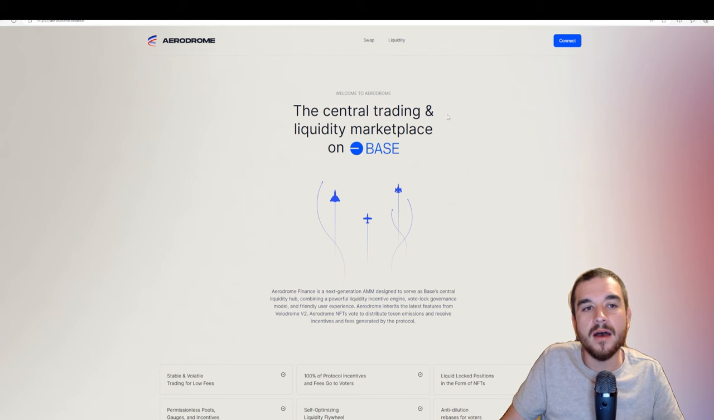Aerodrome Finance launched on Coinbase a couple months ago, and it has been doing very, very well. Base will do very, very well as they are backed by Coinbase Ventures, a tier one exchange, arguably the biggest exchange in the United States, and I'm sure it also has its presence in other places around the world.